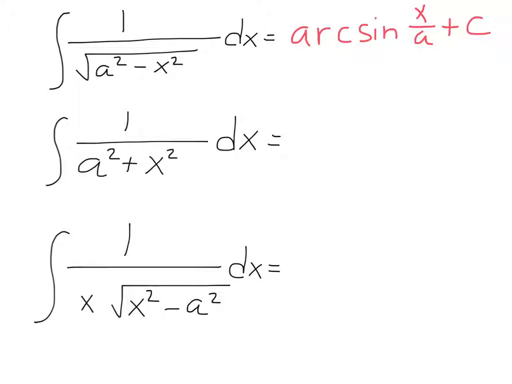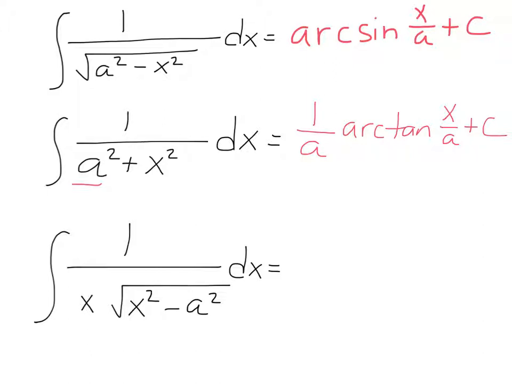The middle one looks just like arctangent, except again, instead of a 1 in front, it could be any constant, that's fine. As a result, it's still going to be an arctangent, but to account for that first constant being something other than 1, there's going to be a 1 over a in front, and then arctangent of x over a plus c.